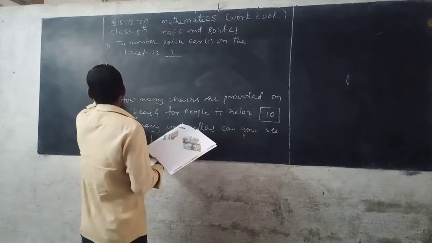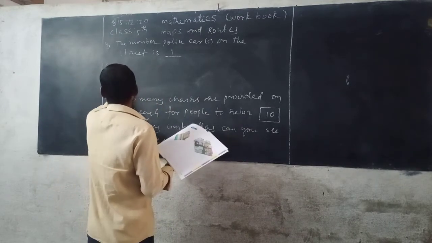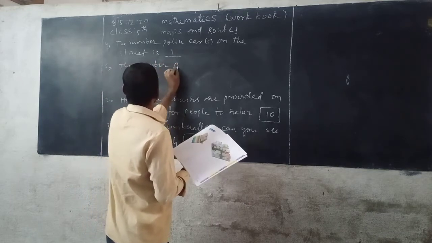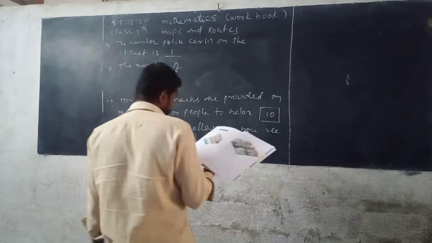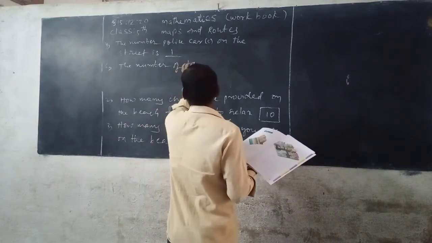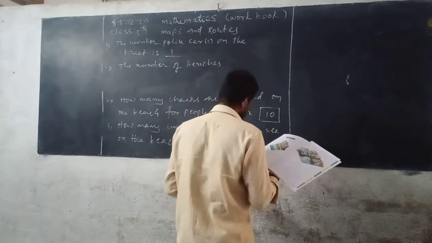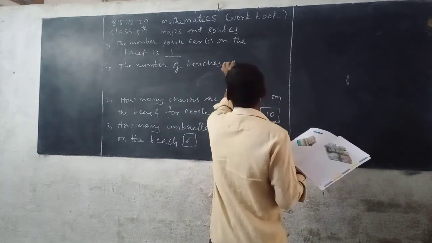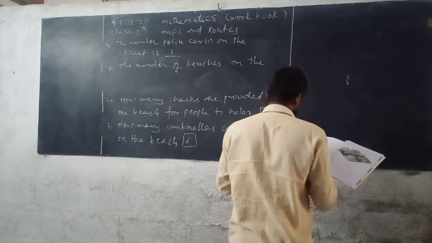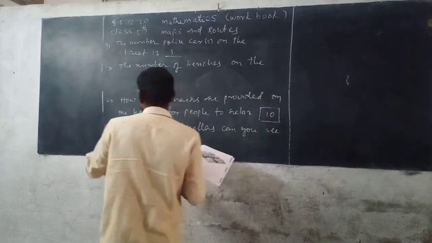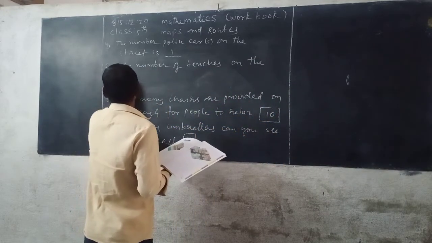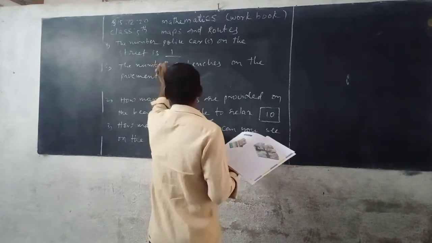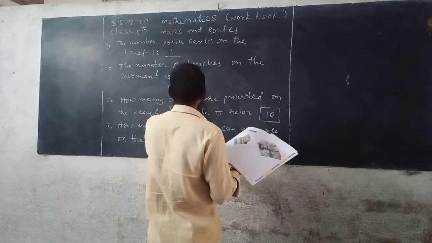Now fifth one, the number of benches and the pavements. How many, beta? See, 8 benches.